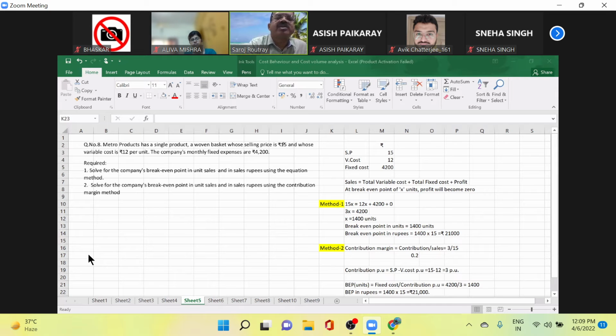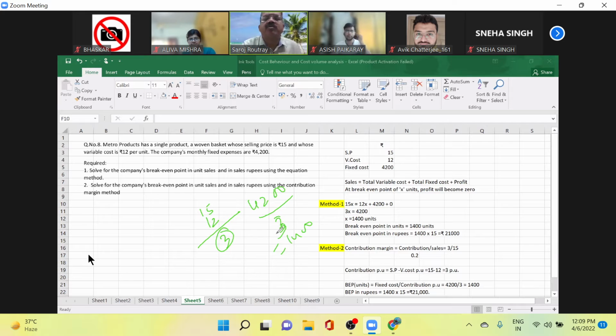So here we have information. 15 is the selling price, and 12 is the variable cost, 3 is the contribution, and you have to recover 4,200. So I need to sell 1,400 units. 1,400 units I need to sell if I have to get the contribution equal to my fixed cost. Because if I sell 1,400 units, every unit will save me 3 rupees, and that will become 4,200. And 4,200 is equal. So this is called break-even point. So if I can sell 1,400 units, I'll have no profit, no loss, because my contribution will be equal to my fixed cost.